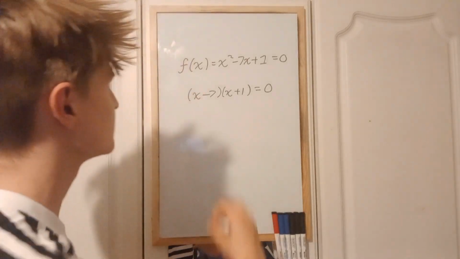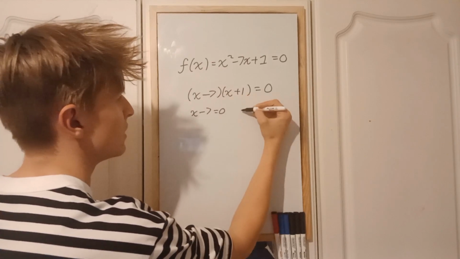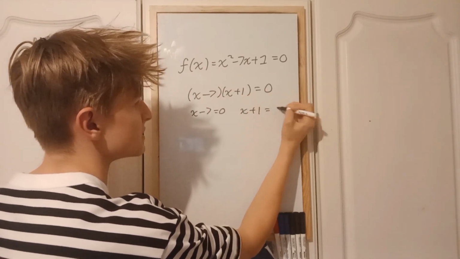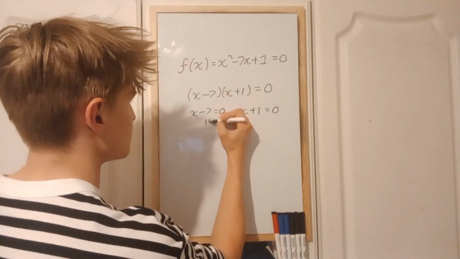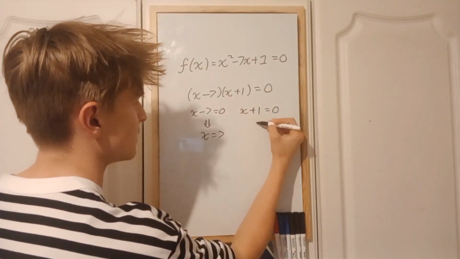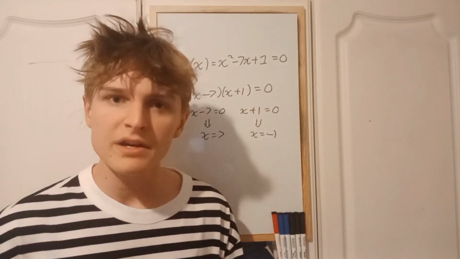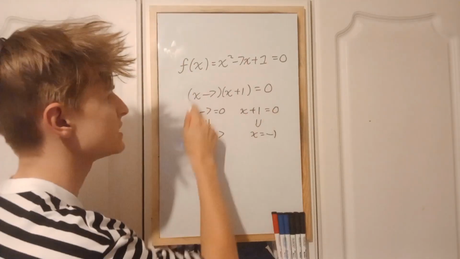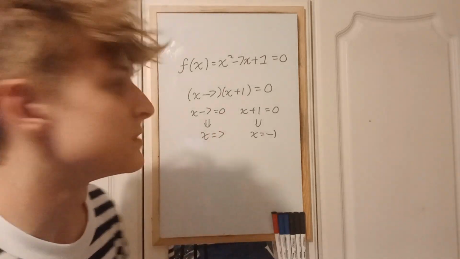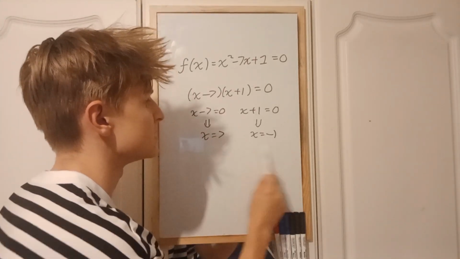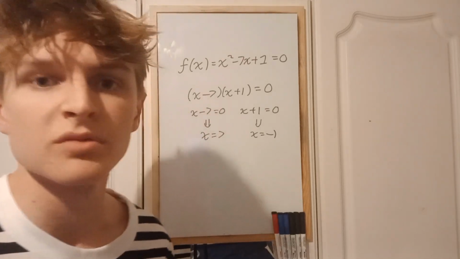So this is great. We can conclude that for this whole thing to be true, either x minus 7 must equal 0, or x plus 1 must equal 0. And from here, we can quite easily get the roots, right? This implies that x equals 7, and this implies that x equals negative 1. So look at that. If our quadratic polynomial is written in this really nice and easy form, then we can just set one of them equal to 0, or set both of them equal to 0, and get the roots nice and easy.